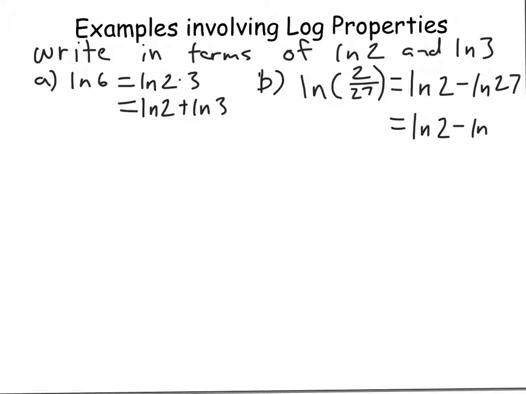And the ln2 looks fine. The 27, I got to somehow rewrite that in terms of ln3. This might be a tricky little step to do, but I could write 27 like that. And then I'm going to my power property, pull the 3 out front, and that term is now written in terms of ln2 and ln3, because it's natural log 2 minus 3 times the natural log of 3.